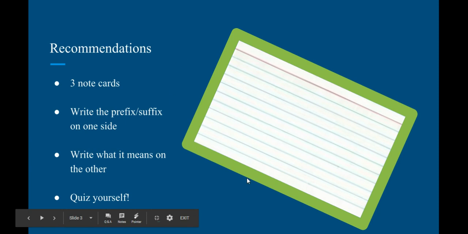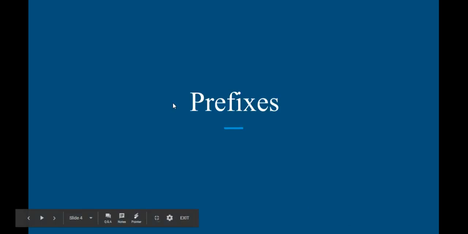What I recommend you get are 3 note cards, and you're going to write the prefix or suffixes on one side and then write what it means on the other side, and you'll use these to quiz yourself to study. We're not going to check these, but it will be overall worth it just to make sure you know what these are, okay? We're going to start with the prefixes, and actually there's just one.